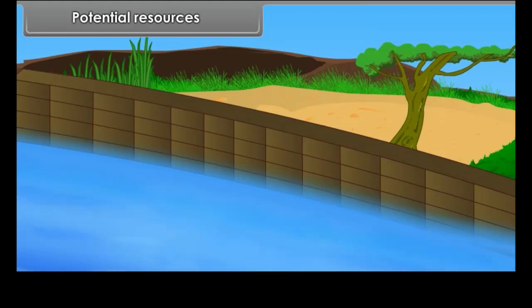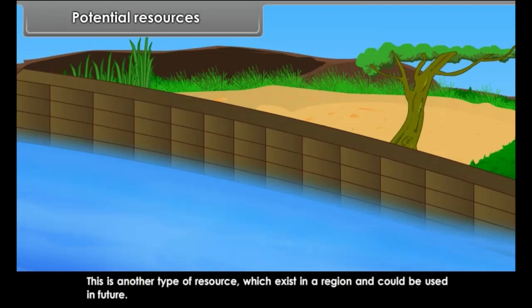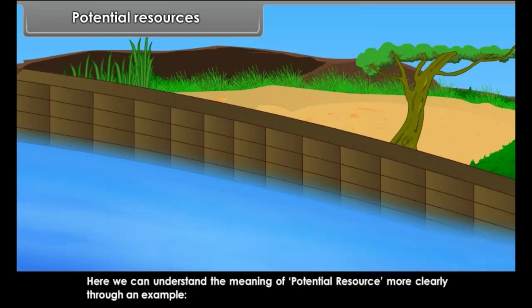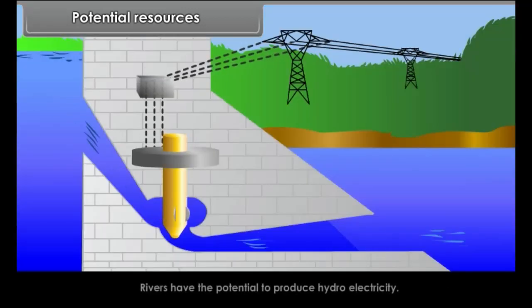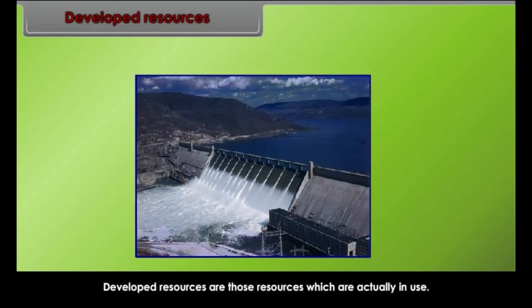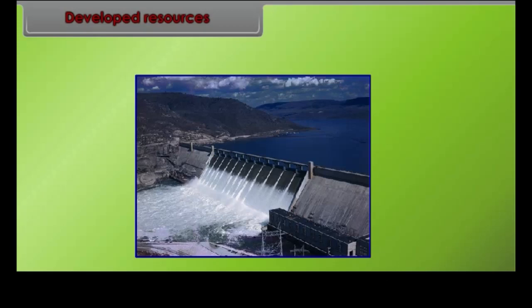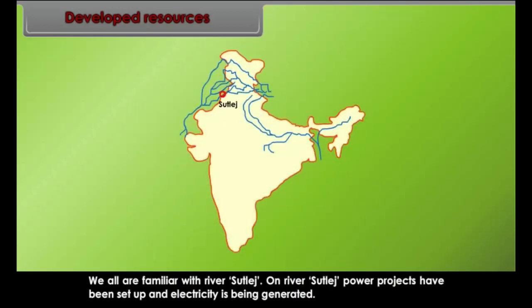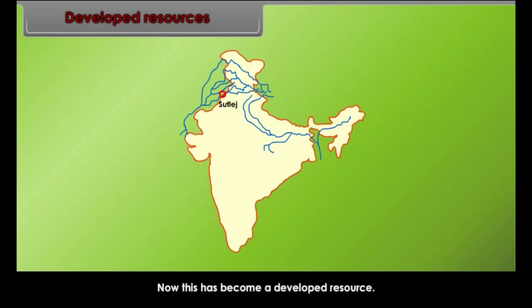Potential resources. This is another type of resource which exists in a region and could be used in future. Here, we can understand the meaning of potential resource more clearly through an example. Rivers have the potential to produce hydroelectricity. Developed resources. Developed resources are those resources which are actually in use. Now, let us take an example. We all are familiar with River Satluj. On River Satluj, power projects have been set up and electricity is being generated. Now, this has become a developed resource.